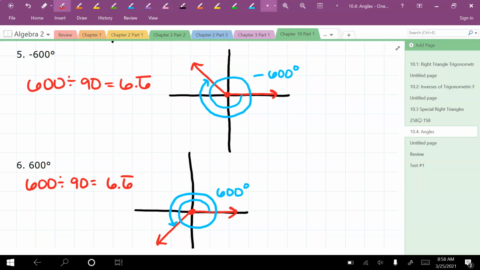Just be careful with which direction you go, if it's positive or negative, whether you're going clockwise or counterclockwise, because it does matter. I mean, those look different. So it would matter if you went the wrong direction.